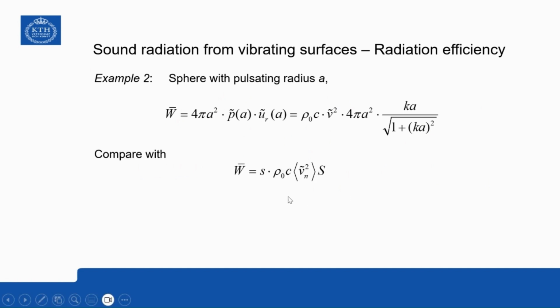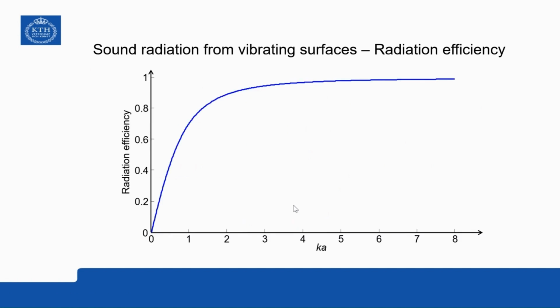And by comparing now with the defining expression for the radiation efficiency, we can see that the radiation efficiency for a pulsating sphere looks like this. So it's a pure function of the wave number times the sphere radius. And if we plot it versus the wave number times the sphere radius, this is actually proportional to the frequency. So the horizontal axis here can be seen as a frequency axis.